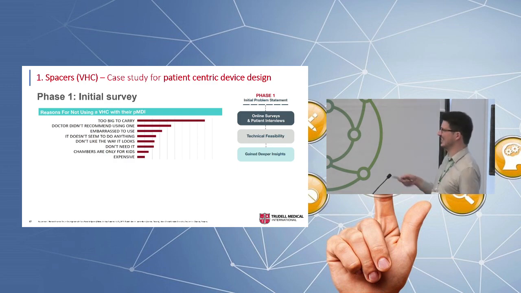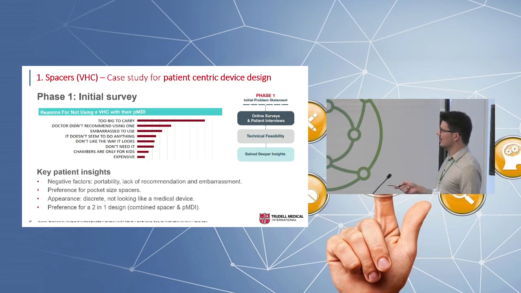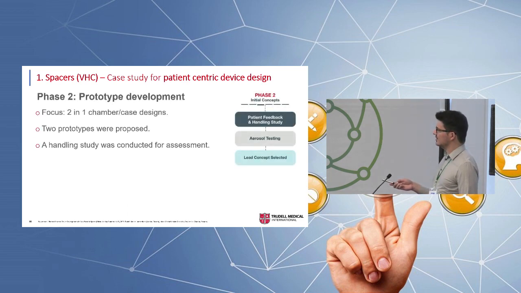So they did an initial study, of course, with the patients to understand what it is about the spacers that the patients don't like. They gave several examples, and they identified the key negative aspects. So spacers are big. They would prefer something they could put in the pocket, something that they could also put the inhalation device into and close, so as to reduce the size of it, so that they could carry it with them easily. So they focused on a 2-in-1, so chamber and case design.